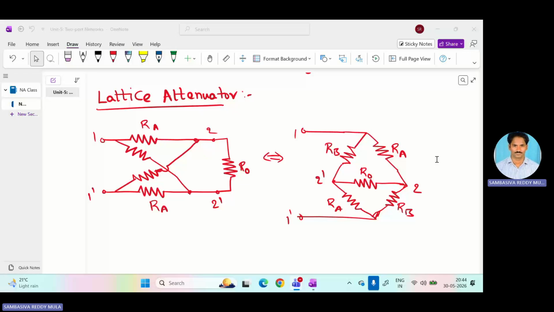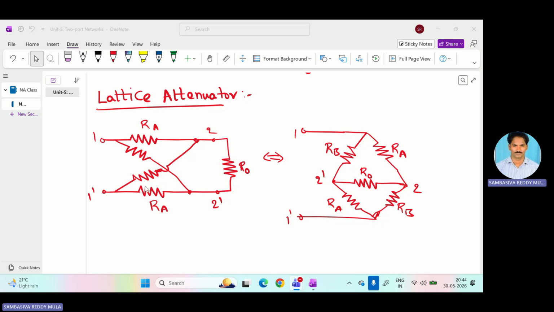to the amplifier. So it reduces the strength. That is an attenuator. Primarily we'll discuss the lattice attenuator, which is one type of attenuator. It is a general type of symmetrical and balanced network. Any symmetrical, balanced or unbalanced network can be transformed into an equivalent lattice network.